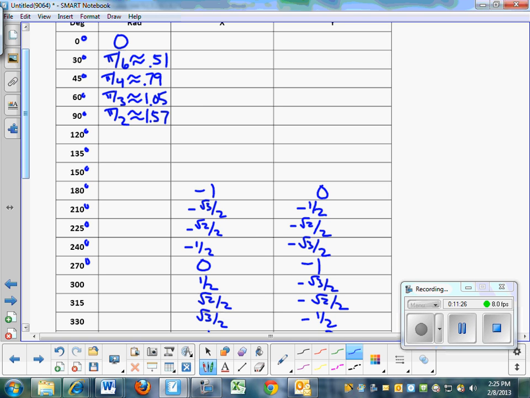120 over 180. What would that fraction reduce to? 120 over 180. 2/3. So 2 pi over 3.